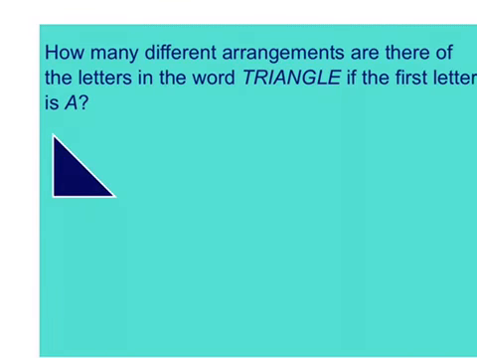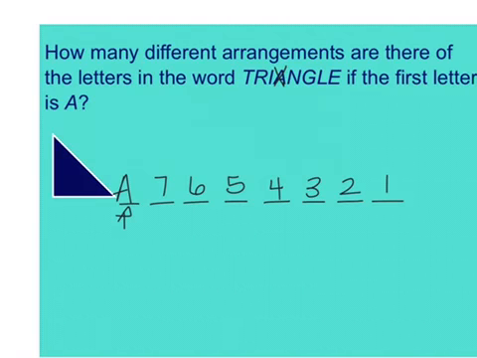So now we want to determine how many different arrangements there are for the letters in the word triangle if I must put the first letter as A. So basically, I still have 8 letters that I am trying to place here, but the first one has to be A. That's what I need in that spot. Once I place that, it's not up there as an option for me anymore. So the first number I have here is actually 7 times 6, 5, 4, 3, 2, 1.